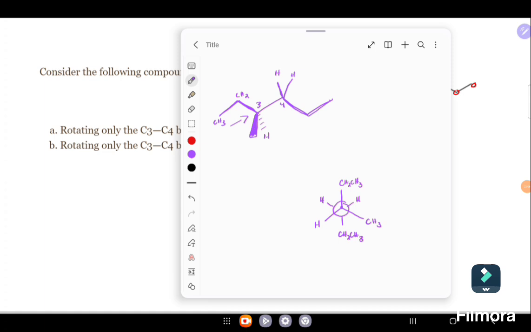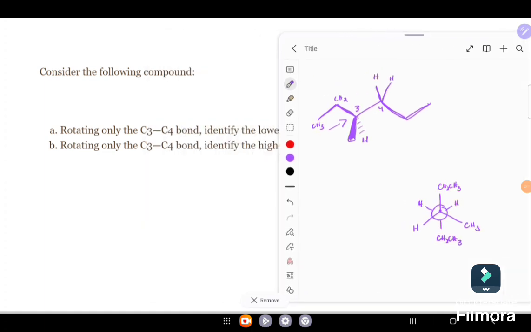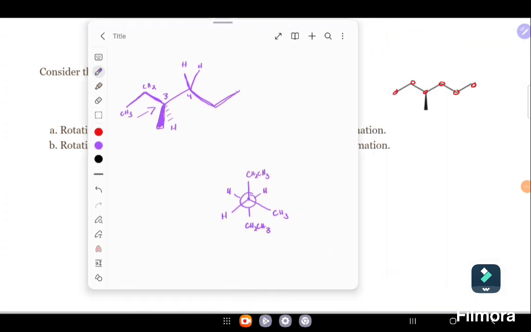Here we have drawn the lowest energy conformation of 3-methylhexane looking down the C3-C4 bond. Given this information, I hope you can now draw the highest energy conformation for this molecule looking down the same bond on your own.